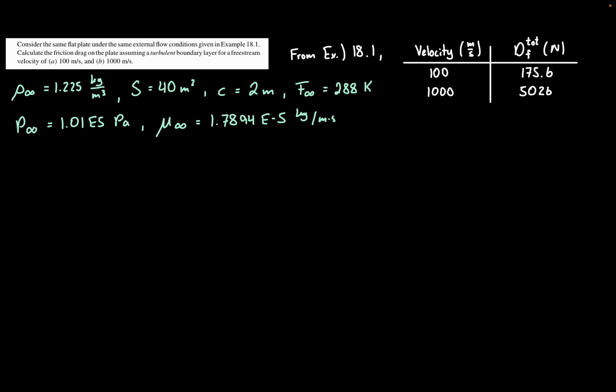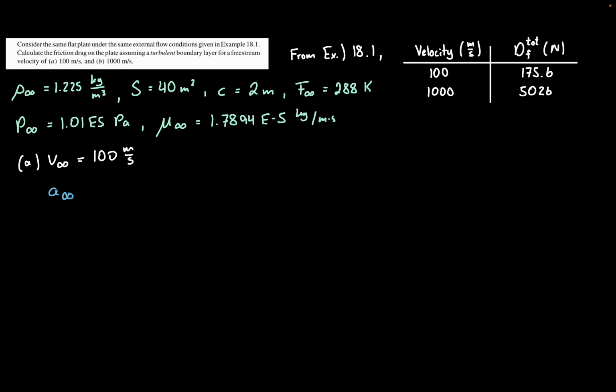So now what we're going to do is pretty much the same process, except we're going to calculate the friction drag for a turbulent boundary layer instead. And also up here are all of the free stream numbers, and then the surface area, and the chord length that we'll need throughout the problem. So for part A, we're going to start out with a free stream velocity of 100 meters per second.